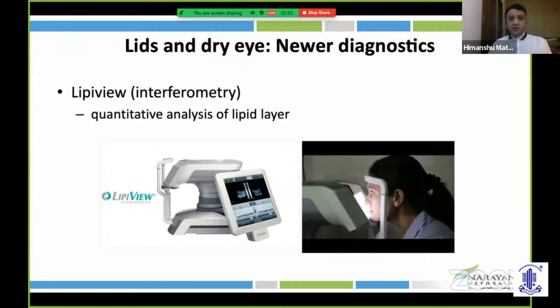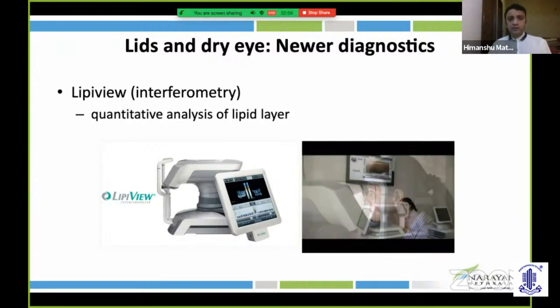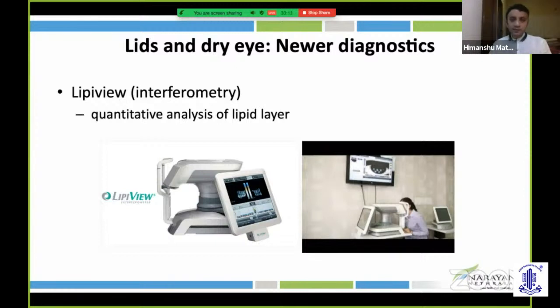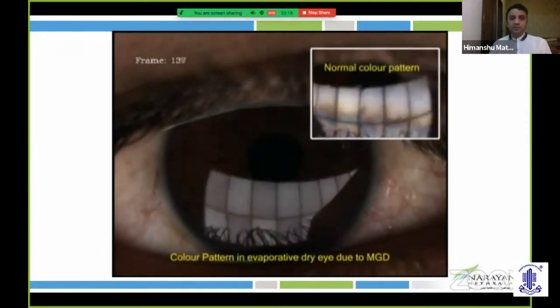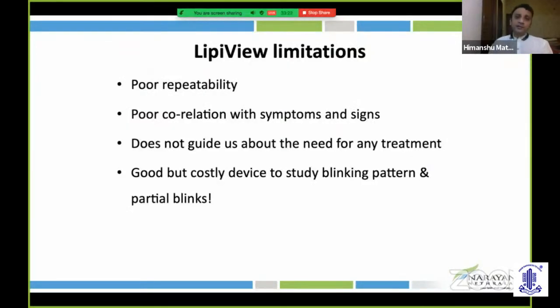Another dry eye diagnostic device related to tear film instability is LipiFlow, which is an interferometry-based analysis of the lipid layer, and which also tells us about the lid dynamics and blinking dynamics. It's certainly a very beautiful machine and gives you a very nice interpretation of the lipid layer. But if you look at the limitations, it has poor repeatability, poor correlation with sign and symptom, and does not guide us about the treatment or need of treatment. It's more of a costly machine to study blinking pattern.